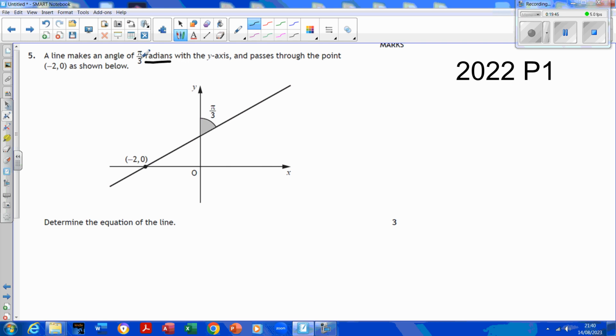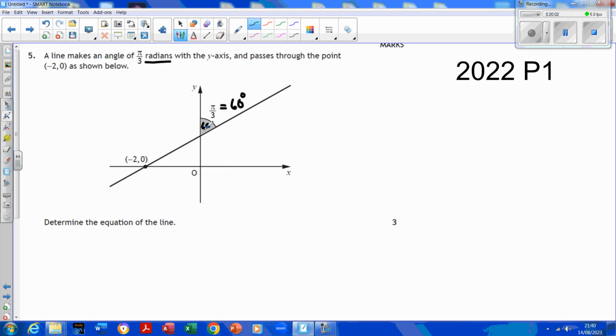So pi by 3 radians, I'm going to change that to degrees. You'll be able to do it later on when you've done the topic on it, but right now all you have to know is that that is equal to 60 degrees. So that angle in there is 60 degrees.